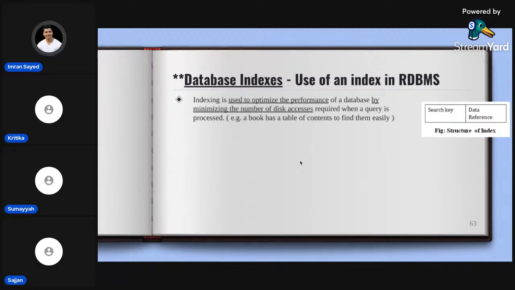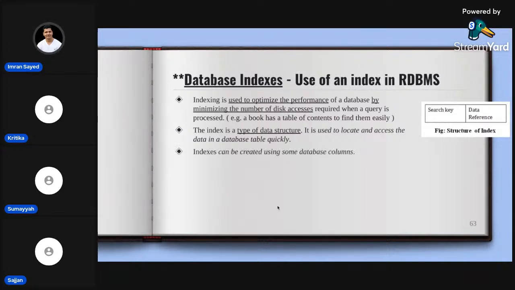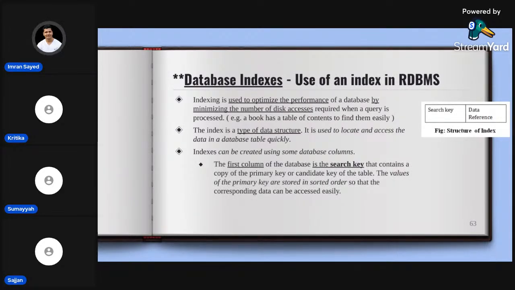So indexing is used to optimize performance of a database by minimizing the number of disk accesses required when a query is processed. For example, a book has a table of contents to find things easily. Index is a type of data structure. It is used to locate and access the data in a database quickly. Indexes can be created using some database columns. The first column is a search key that contains a copy of the primary key or candidate key of the table. The values of the primary key are stored in sorted order so that the corresponding data can be accessed easily.